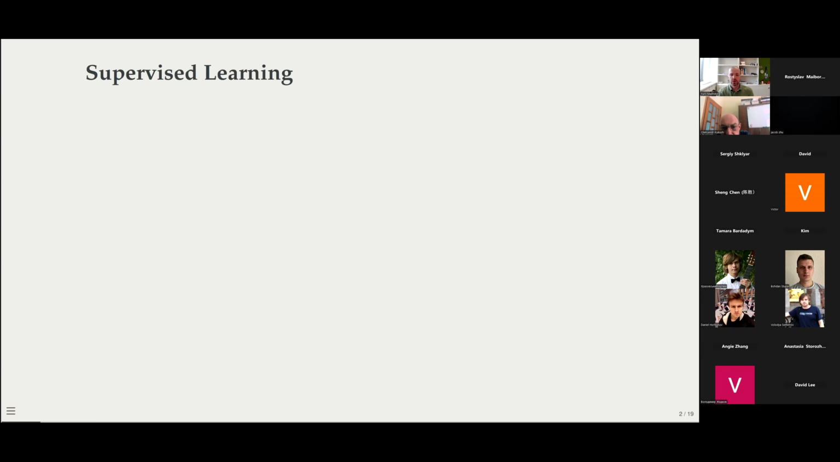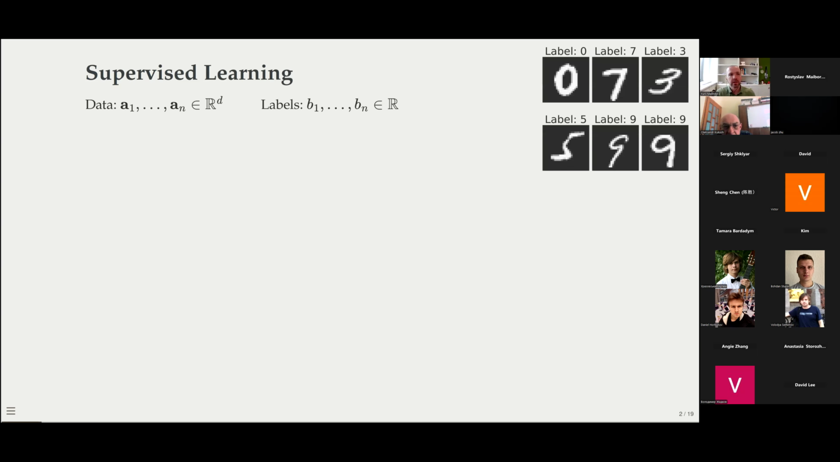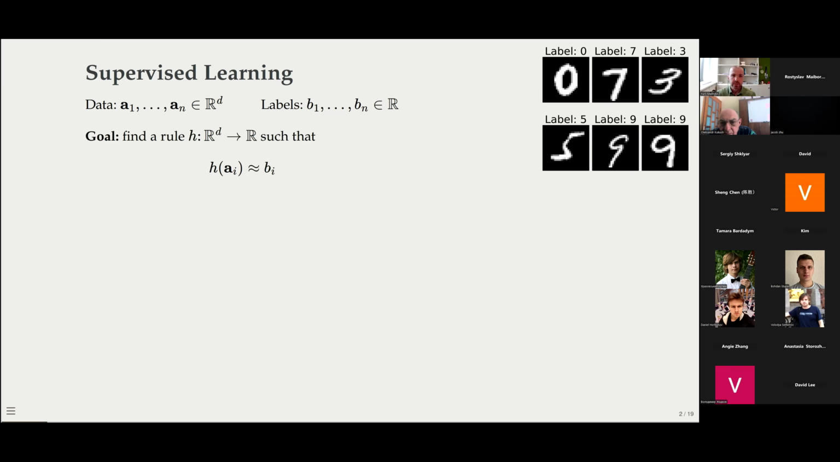We start from supervised learning, where the task is, given some data, you have some vectors A1, A2, ..., An, and to each object there is a label B1, B2, ..., Bn. It can be plus or minus 1, or it can be just an arbitrary real number. And our goal is to discover some rule, which is a function, that takes these objects as an input and outputs the label or approximates the label. That's what machine learning does, right? We would like to discover this rule.